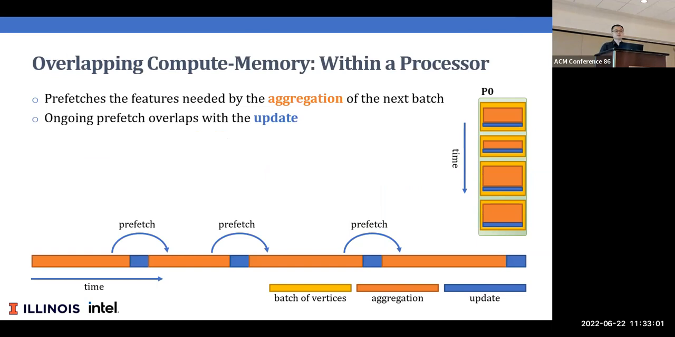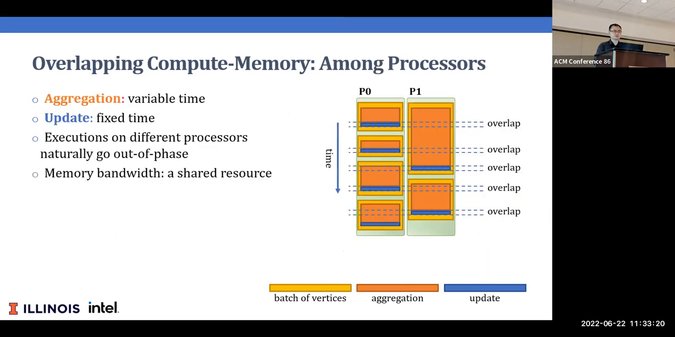The compute memory overlap happens at two levels. First, within a processor, during the aggregation of a batch, we prefetch in software the features needed by the aggregation of the next batch. In this way, the ongoing prefetch overlaps with the compute intensive update of the former batch. Second, recall that the aggregation time of a vertex batch varies. As a result, the executions on different processors will stagger. Overlap of the aggregation and update naturally happens without using synchronizations to force the execution to go out of phase. Because memory bandwidth is shared among processors, the interprocessor overlap can alleviate the bandwidth pressure.